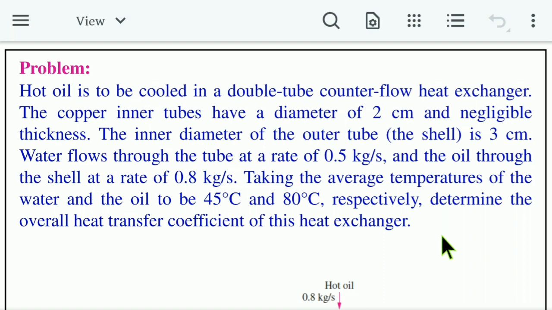Water flows through the tube at a rate of 0.5 kg per second and the oil through the shell at a rate of 0.8 kg per second. Taking the average temperatures of the water and the oil to be 45 degrees Celsius and 80 degrees Celsius respectively, determine the overall heat transfer coefficient of this heat exchanger.